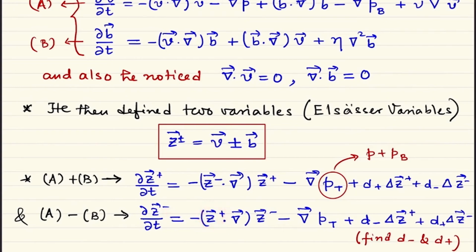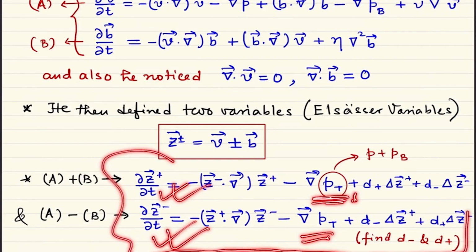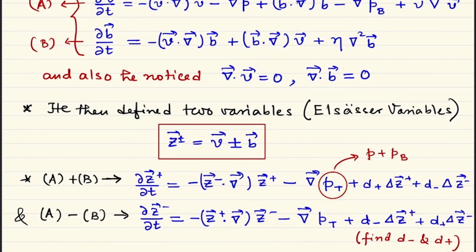So neither z plus nor z minus can self-advect. Okay, so z plus is advected by z minus and z minus is advected by z plus. And for both the variables, the pressure is nothing but the equivalent fluid pressure, which is the total pressure, the sum of the fluid pressure and the magnetic pressure. Okay, this specific writing is particularly interesting when we will talk about MHD turbulence, and the phenomenology of Kraichnan-Iroshnikov.